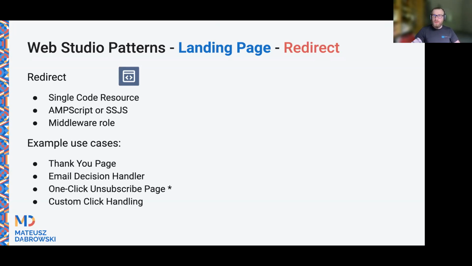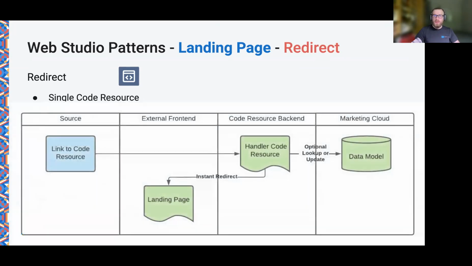So I think we have not yet seen the diagram for the redirect. Again, it's still very simple. You have the source that is linking to the handler code resource. The handler code resource can apply some logic to the data model or even to the external data model. Again, it can do this with API calls. And then it makes an instant redirect to a landing page, or one of a few landing pages, on the external frontend.